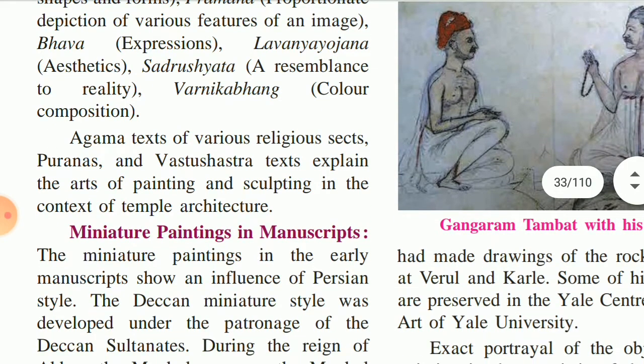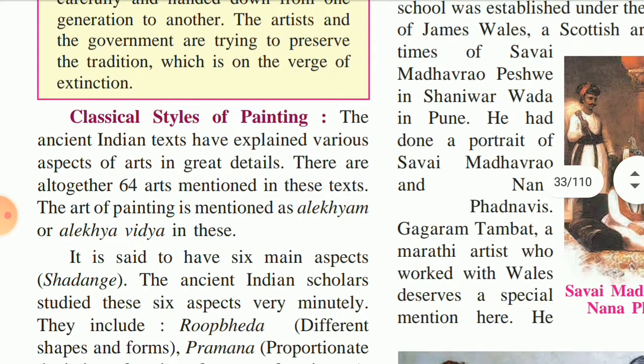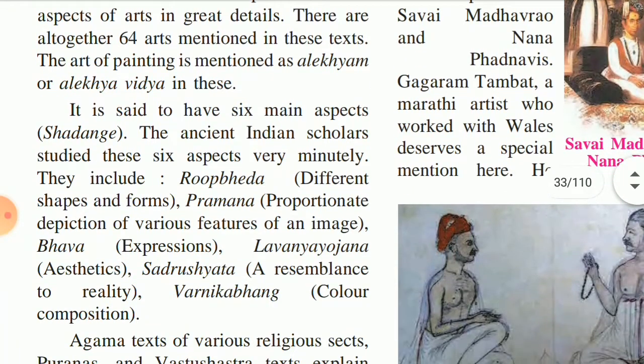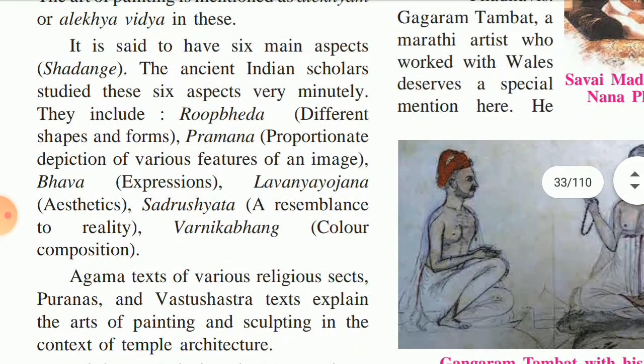So this architecture and sculpting is totally different from the other, and how it has to be is depicted in Puranas and Vastu Shastra. So this is studied and then they are built. Therefore this is considered as classical style of painting. So it is according to the rules and regulations. It fits in these six aspects. It fits according to the Vastu Shastra. Then it is considered as classical style.